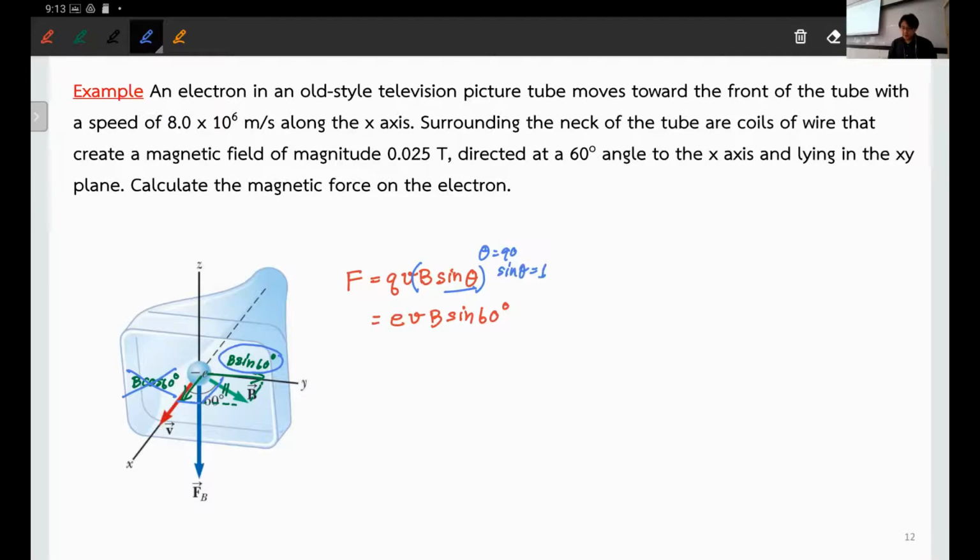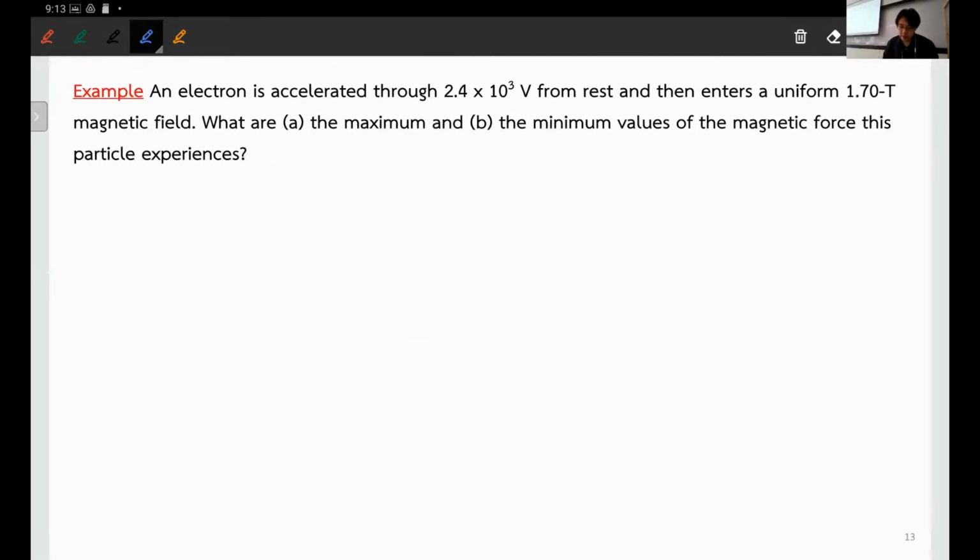Okay, so far so good. All right, let's do one more. And I think we pretty much are done with this, figuring out the force from the field. Now you have an electron accelerated through some voltage from rest and then entering a uniform magnetic field. What are the maximum and minimum values of the magnetic force that this particle experiences? Whoa.